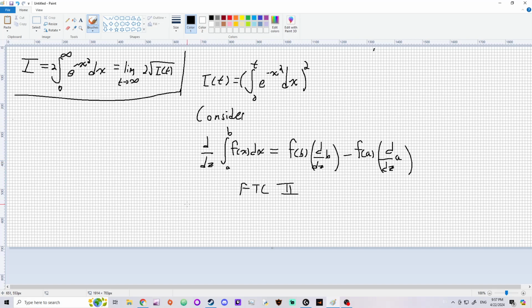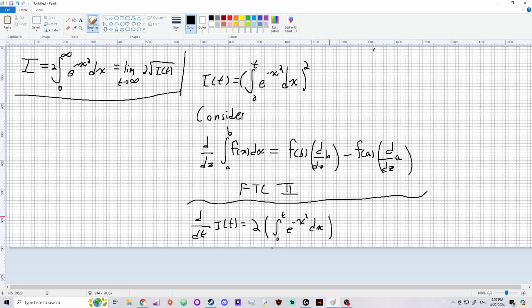So given this formula, or rather this theorem claim, we can now rewrite our d by dt of our integral I of t. This should equal, given the chain rule, the 2 comes out in the front, and then we've got our original integral, 0 to t, e to the negative x squared dx. Like I said, chain rule: the exponent 2 comes down, minus 1, so 2 minus 1 is just 1, so we're left with 1 up here, and then our inside stays.